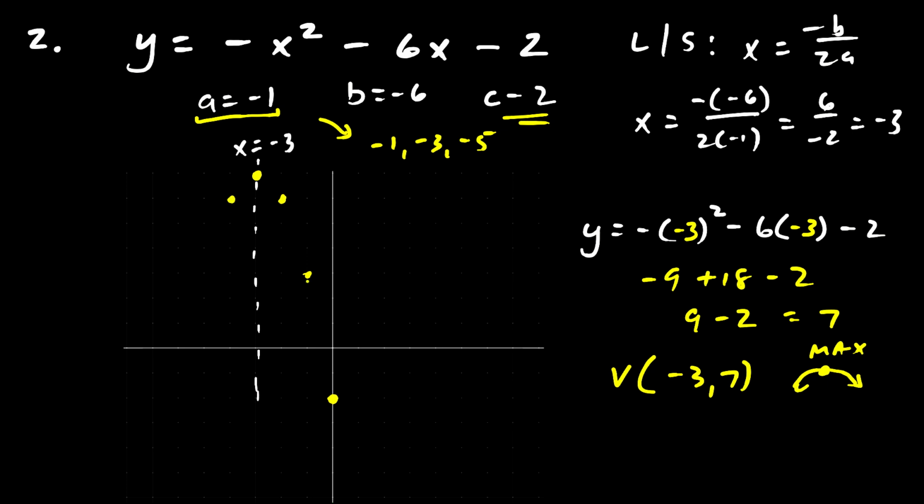And again, we can put our reflective image points. And then we can try to sketch as best we can. And there we have our U-shaped or our parabola.